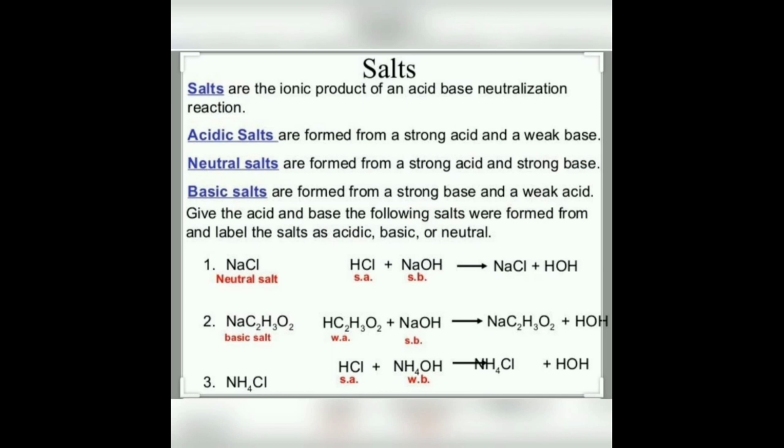Now coming to types of salt, we have three types of salt: acidic salt, basic salt and neutral salt. First, let us learn about acidic salt. Acidic salts are formed from a strong acid and a weak base. Basic salts are formed from a strong base and a weak acid. Coming to neutral salts, these are formed from a strong acid and a strong base.